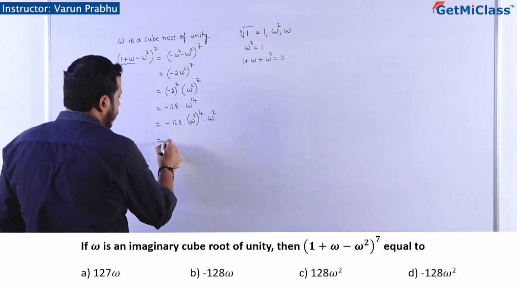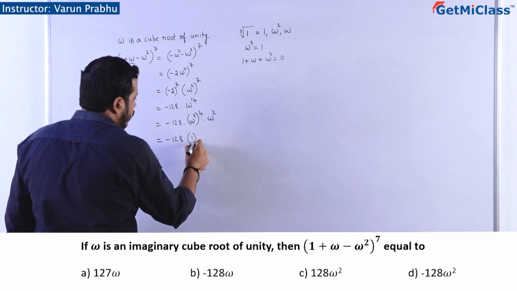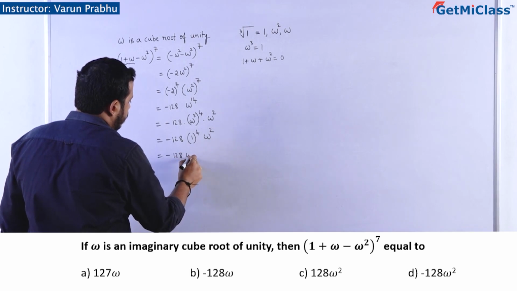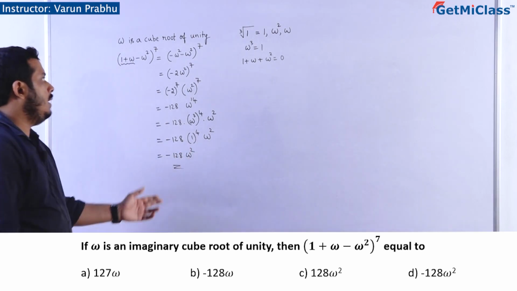Omega cube is 1, right? So what is the answer that we get? 1 to the power of 4 into omega square. The answer to the question will be minus 128 omega square.